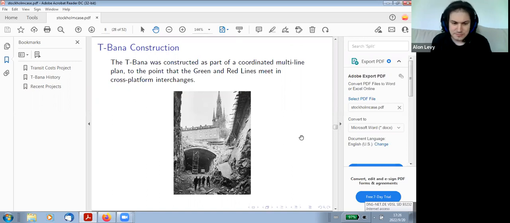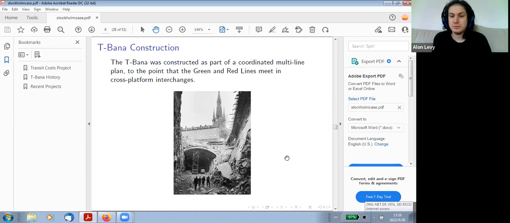They meet at T-Centralen, the green and the red meet at a cross-platform interchange. It's a 3-station transfer, whereas the blue line meets them, but it's on a separate level. So it's a kind of more typical, you need to walk long distances type of transfer. And this is because this was all planned as a single multi-line system.